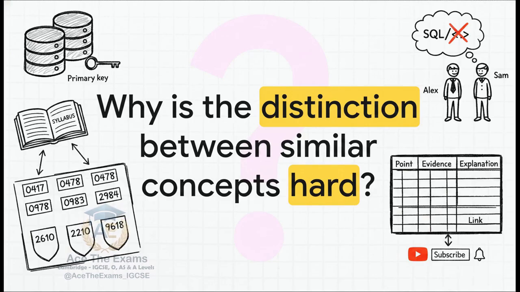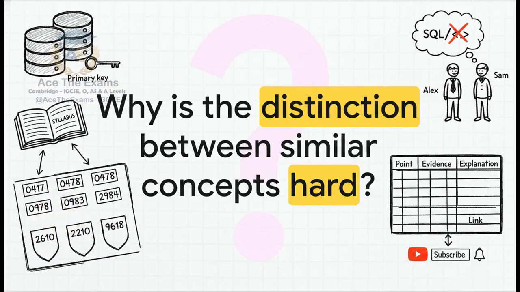Let's go back to our student Alex for a moment. Alex's answer for a massive 4-mark question was simply this: a primary key is unique, a foreign key links tables. Now, I want you to ask yourself, is that true? Yes, technically. But is it a 4-mark A-level answer? Absolutely not. It completely lacks depth. It lacks evidence. Most importantly, it lacks the why.